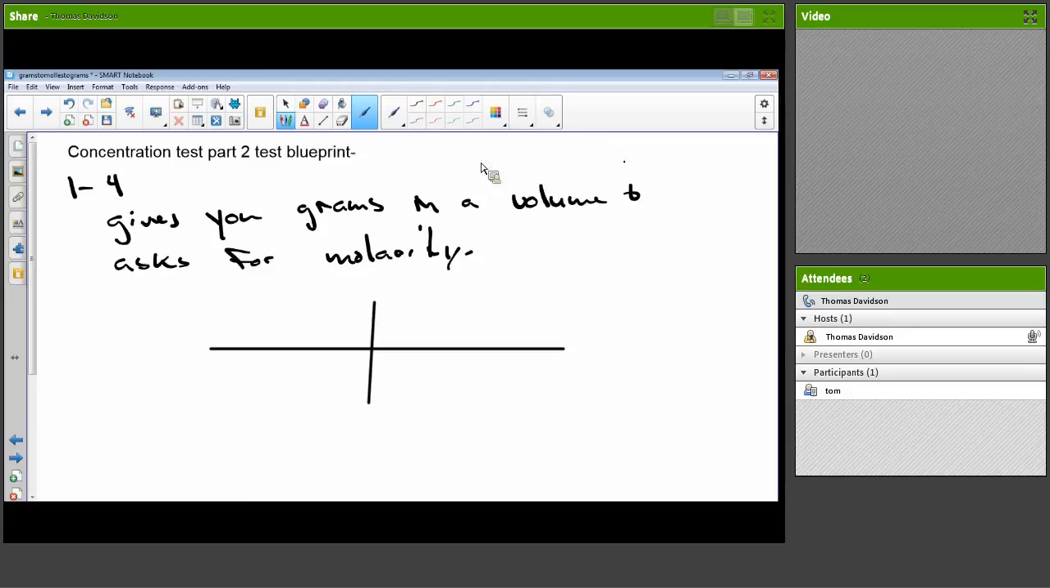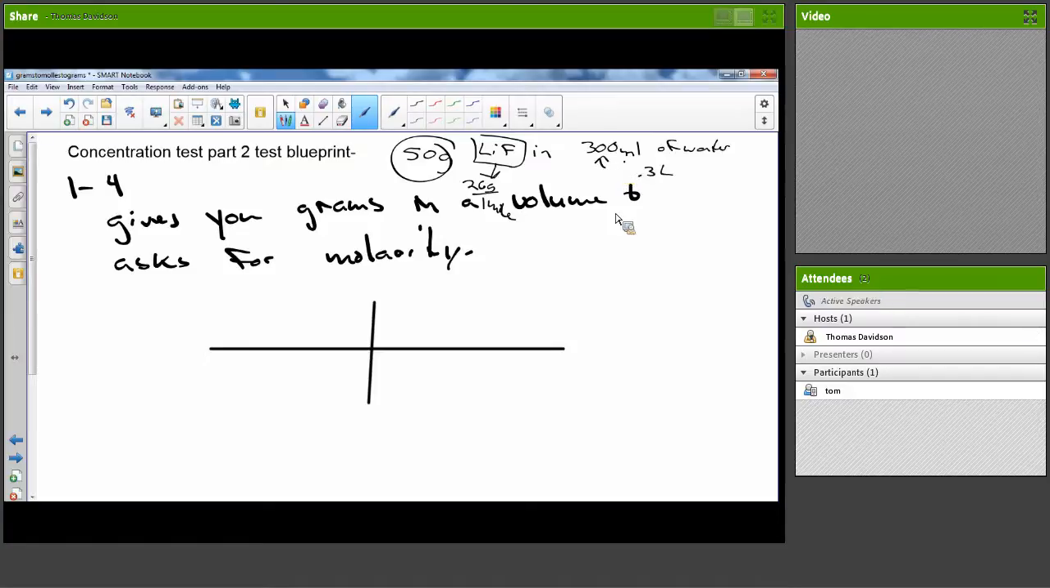It would be something like, and this is not the test, you have 50 grams of LiF in 300 milliliters of solution. You would have to find the molar mass of LiF, so that's 7 plus 19, so 26 grams per 1 mole. And then you'd have the 50 grams, and we always convert milliliters by moving the decimal 3 over, so this is 0.3 liters. Remember, if it's asking for molarity, you're solving for moles over liters.